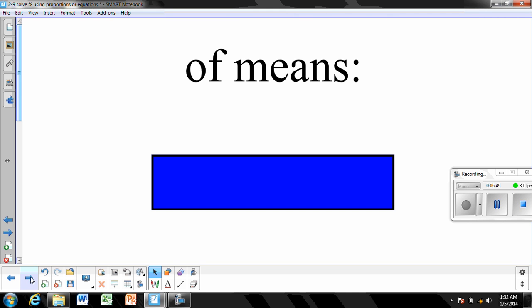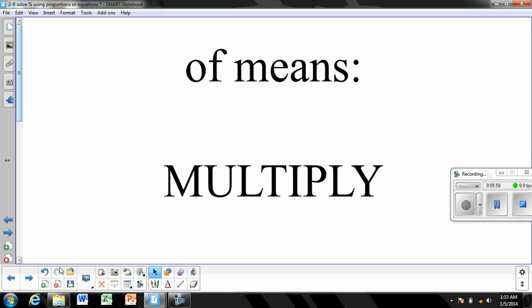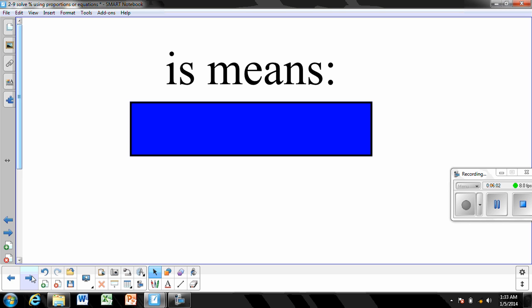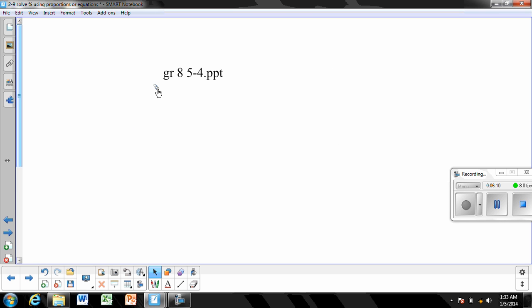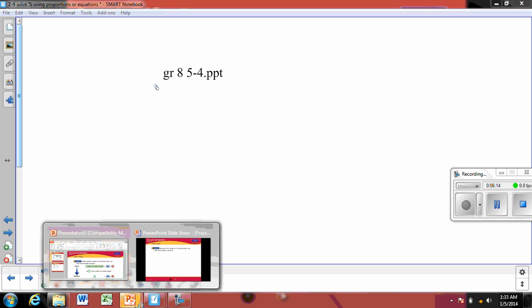The next way to solve percents is to use an equation. In these instances, of means, in math, when we translate the word of, if you've had me before, you better know the answer to this. It means to multiply. The word is translates mathematically to equal to. Here's a few more examples from another PowerPoint.